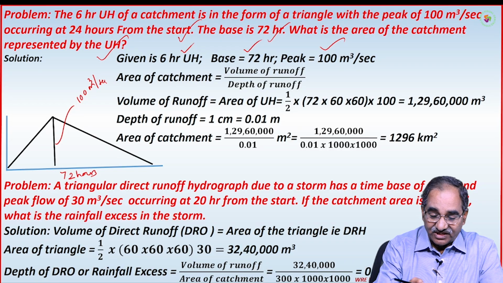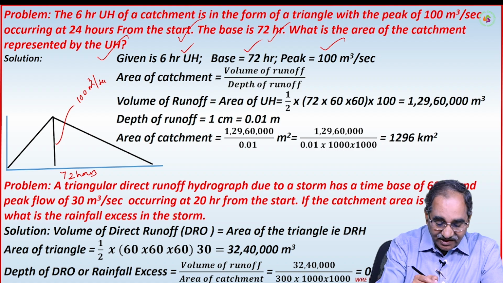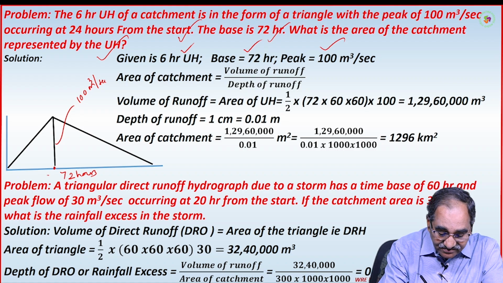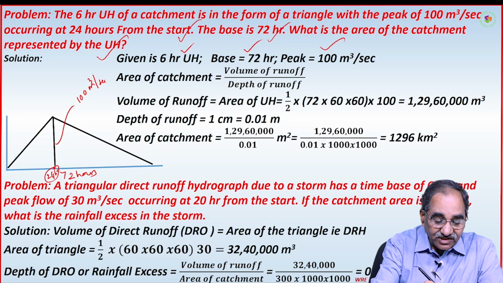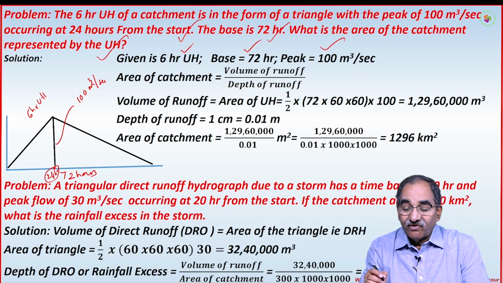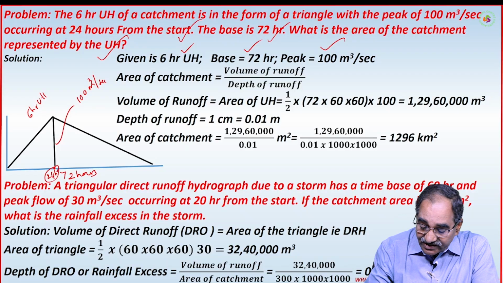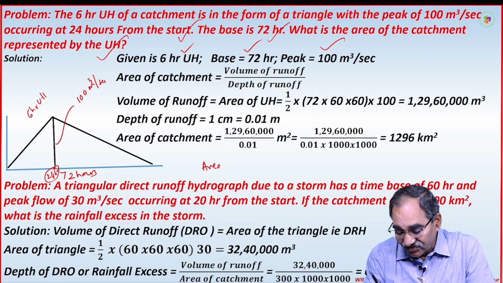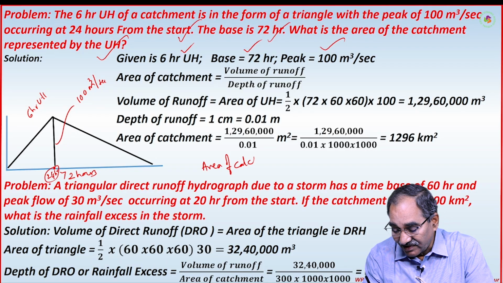Given is what? 6-hour unit hydrograph. This peak is occurring at what time? 24 hour. So, this is the 6-hour UH, right? So, how to find the area? What is the area of the catchment? That is the question.